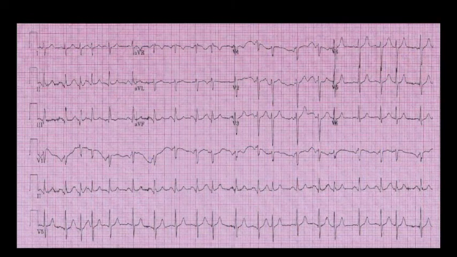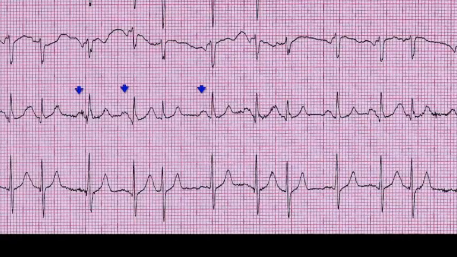A much more common rhythm is sinus tachycardia with frequent premature atrial contractions. In this ECG, you can see a dominant P wave morphology that is the sinus-driven rhythm. The frequent PACs are of a distinct and different morphology and always occur at a shorter RR interval than the preceding beat.